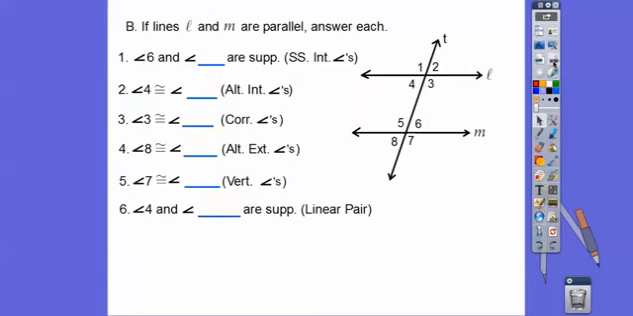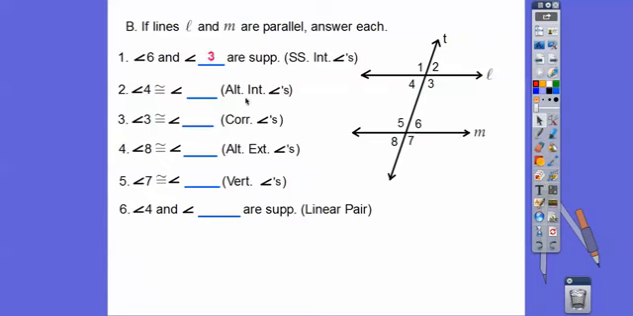You'll see how I tie that in just a second. So here we go. We've got lines L and M are parallel. This is from the last lesson. When the lines are parallel, all the stuff happens. It says 6 and blank are supplementary, same-sided interior angles. These are on the same side and they're inside the parallel lines. So 6 and 3 are supplementary.